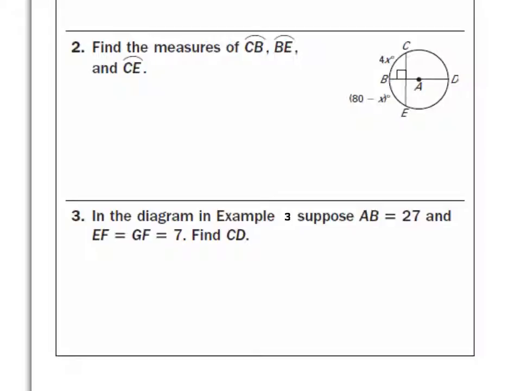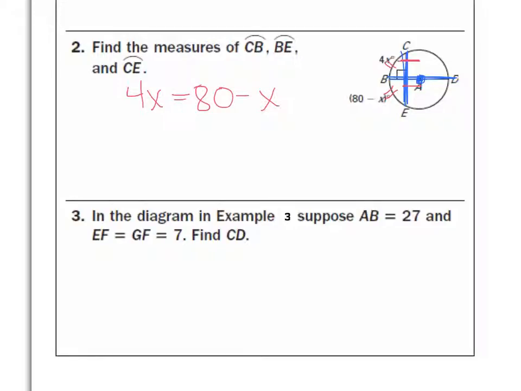Okay, and the next one, find the measures of arc CB, arc BE, and arc CE. All right, well, we know that DB here is indeed the diameter because it's going through the center. We have a diameter that is perpendicular to a chord. So if a diameter is perpendicular to the chord, it's cutting the chord in half and it's cutting the arcs in half. So if it's cutting the arcs in half, that means they're congruent, and congruent pieces have equal measures.